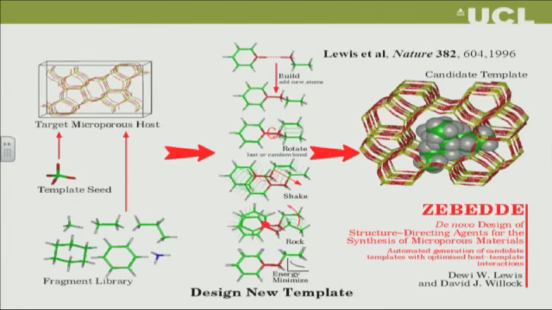So some time ago, one of my colleagues, Dewi Lewis, working in collaboration with Dave Willock, decided he would try and give some guidance to this black art. He'd try and predict the kind of organic molecule that you needed to grow a particular zeolite structure. And he had fantastic success. He grew molecules on the computer.